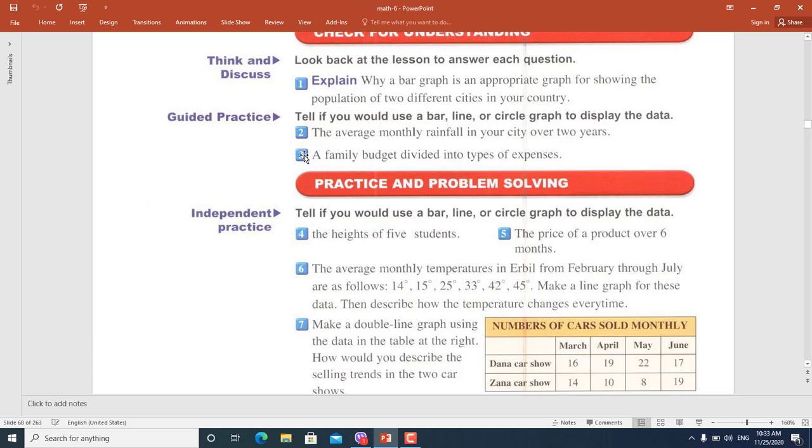From page 62, we have some exercises. Let's do them together. For numbers 2 and 3, tell if you would use a bar graph, line graph, or circle graph to display the data. Number 2, the average monthly rainfall in your city over 2 years. Over 2 years means the data will change. So we use the line graph because the data changes over time. We say that when you have data that changes, use a line graph.